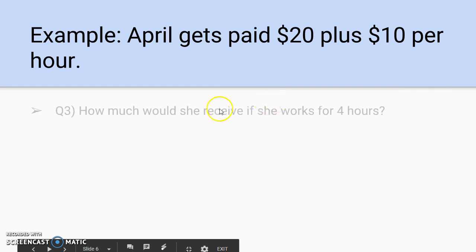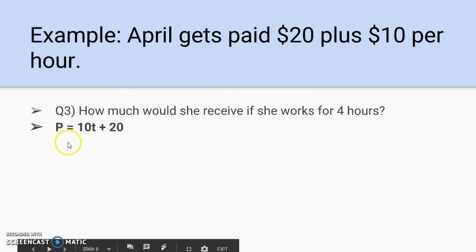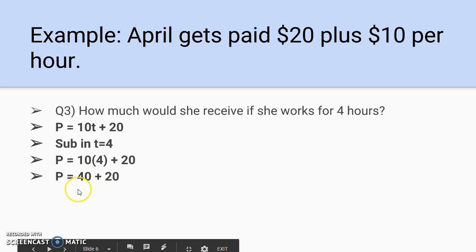Moving on to question 3. How much would she receive if she works for 4 hours? We're just going to use the formula that we found in question 1. We're just going to substitute in 4 hours, so that means T equals 4. Plug it into your formula: P equals 10 times 4 plus 20. So P equals 40 plus 20, and then P equals 60. So she gets paid $60 after working for 4 hours.